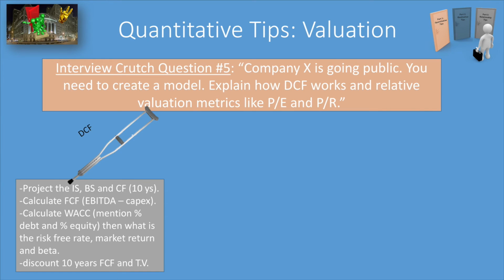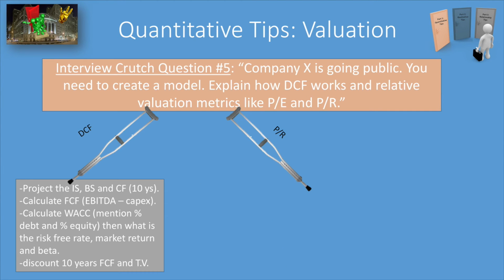And then you're going to discount 10 years out the free cash flow to today and the terminal value. And you get the terminal value again by taking year 10 free cash flow and multiplying it times 1 plus the growth rate longer term, which is usually 2 or 3% max. And then you divide it by the WACC minus the long-term growth rate, and then discount that back to today, okay? And then you've got price to revenue.